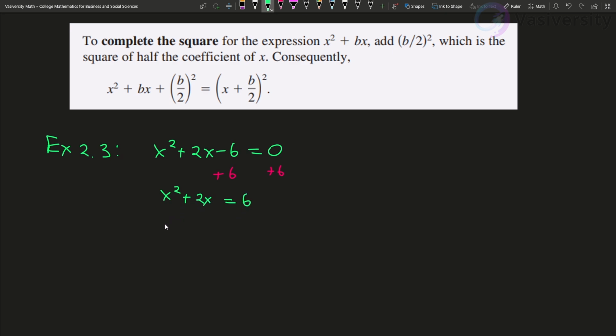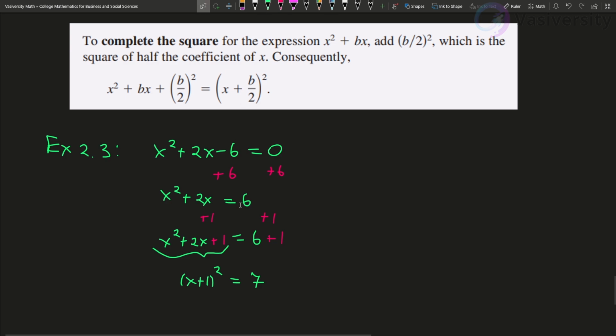And now we want to complete the square. So let's think, x² + 2x + what number can give us a full square? That would be 1. So if we add 1 to both sides, we're going to have x² + 2x + 1 = 6 + 1. Whatever we did on the left side, we have to do on the right side. Notice that now x² + 2x + 1 is the same thing as (x + 1)², and that's equal to 6 + 1, that is 7.